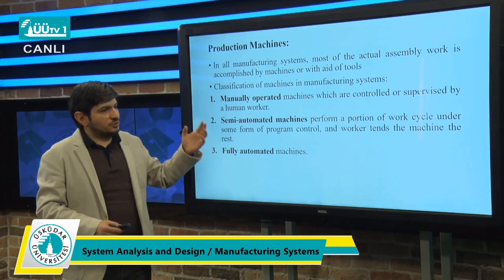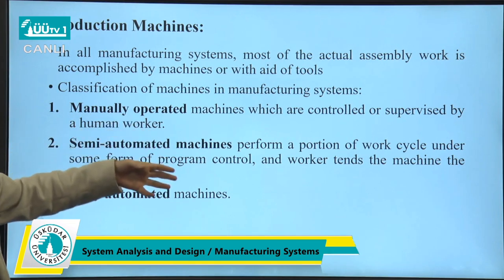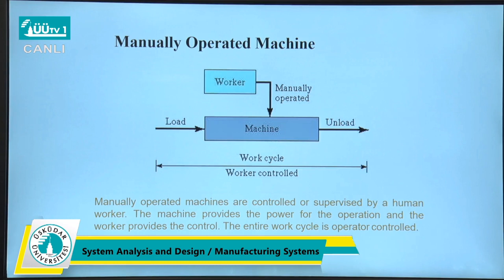So let's first have a look at the production machines as a component of the manufacturing system. Here we have three different production machines that we encounter in many organizations. The first type is manually operated, the second is semi-automated machines, and the third is fully automated machines. Let's get into detail with these types of machines.